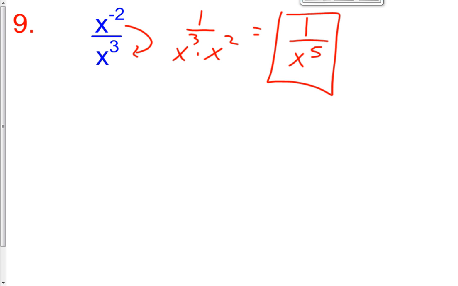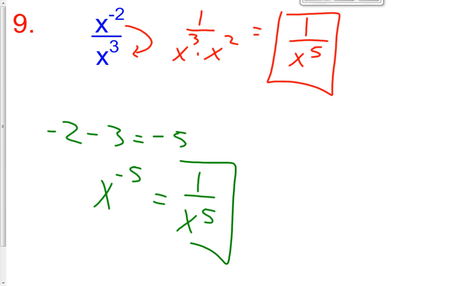Another way you could do it is it's a quotient, so you could just subtract. So a negative 2 minus 3, you would get a negative 5. So it's x raised to the negative 5th. But you can never have negative exponents, so that's the same thing as saying 1 over x to the positive 5th. Once again, you get the same answer no matter how you do it.